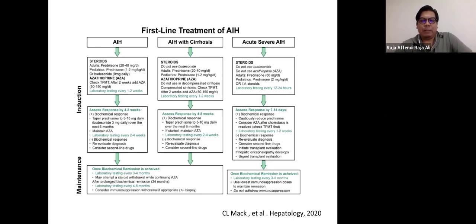It depends again on the availability of the patient coming to your clinic, and then we try to taper the steroid and give azathioprine as a maintenance therapy. And for those with acute severe AIH, probably we try to use the lowest immunosuppressive therapy to maintain the remission, and do not withdraw the immunosuppressive therapy for this group of patients.